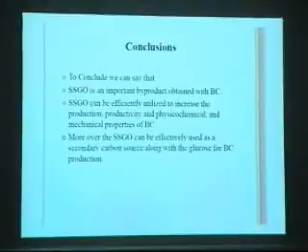So SSGO constitutes an important byproduct obtained by BC, and it can be efficiently utilized in the production of bacterial cellulose and has increased productivity and higher physicochemical properties.